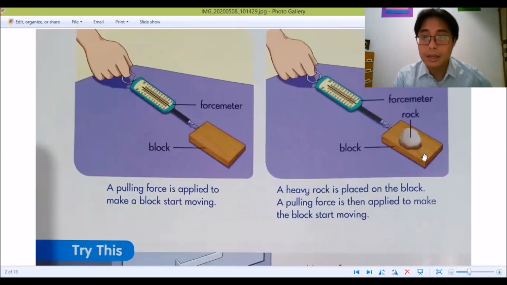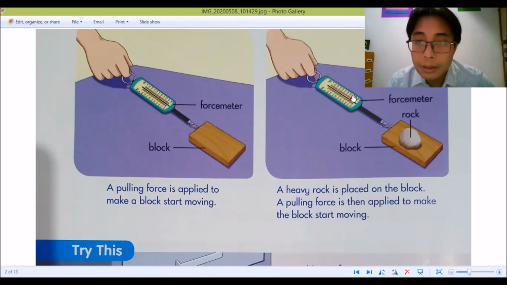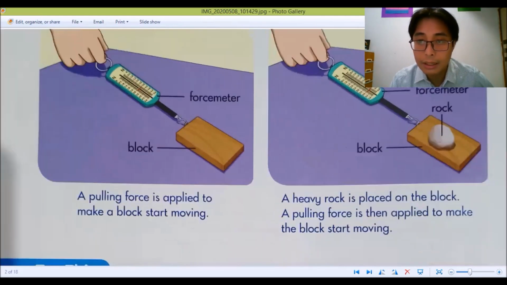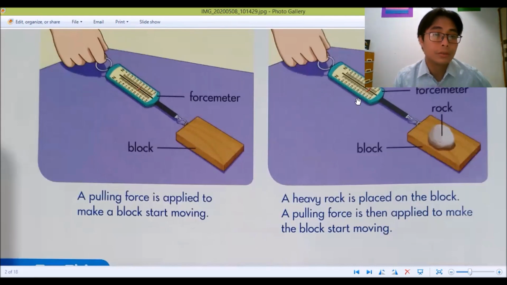on the second picture we can see we have a rock. A heavy rock is placed on the block. A pulling force is then applied to make the block start moving. Now, how much force do we have here? Let's read it again. The numbers are very small here. We have 0, 0.5, 1, 1.5, 2, 2.5, 3, 3.5, and then now we have 4, 4 Newton.